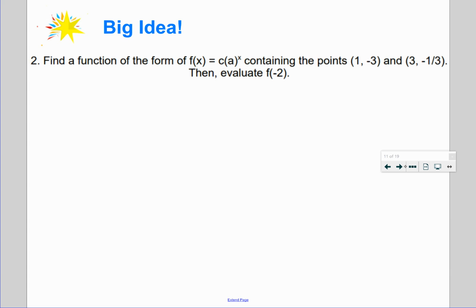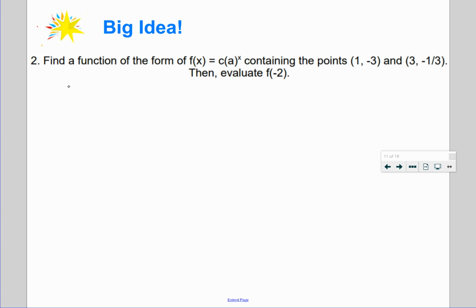When you do these in MyMathLab, there might be a couple different forms you're looking at. Whatever you're given, you just need to solve for everything except x and y. So in here, we're looking for c and a is what we're trying to solve for. And all you can do when you have 2 points is plug those points in.